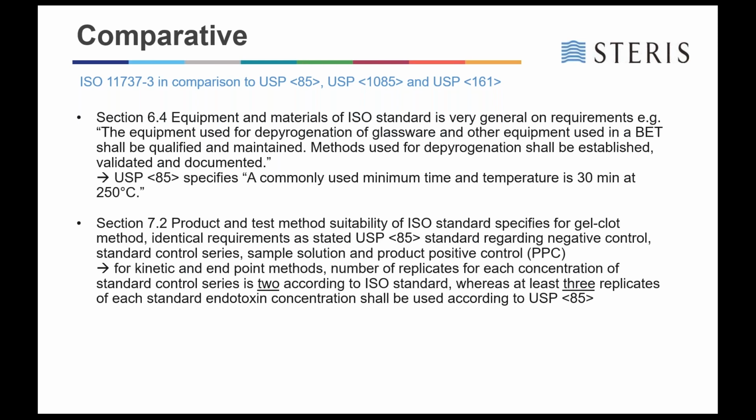However, when we take a look at the kinetic or other endpoint methods, the number of replicates that is recommended in the ISO standard for each concentration of the standard control series is only 2, whereas in the USP 85, it is mentioned that you should have at least 3 replicates for each standard endotoxin concentration in your standard curve.